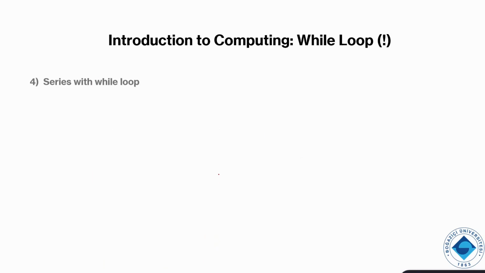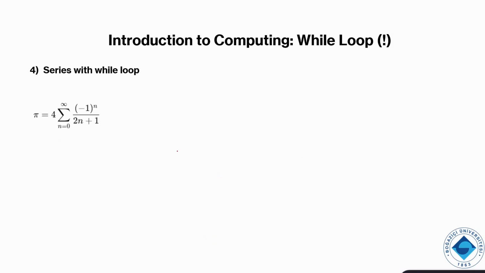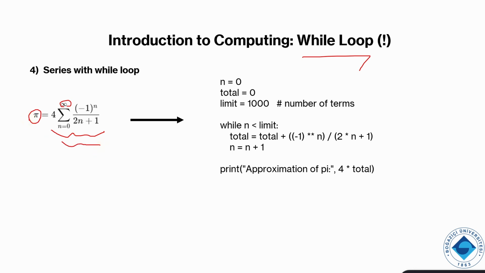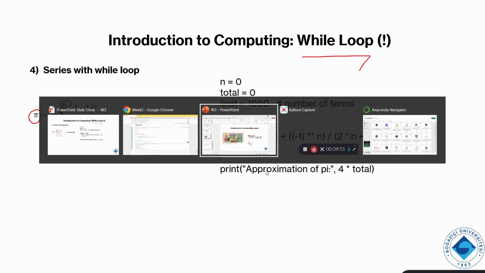If we go to the last subsection, here we can also use a while loop to define a series. In mathematics, there are a lot of big series, with limited or unlimited values. So for calculation of the pi number, we can use this series, and to calculate this series, we can use a while loop. Let's go to Anaconda.